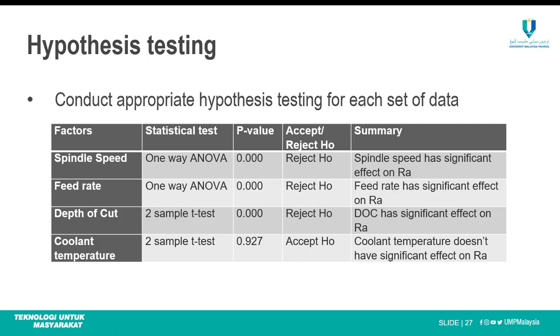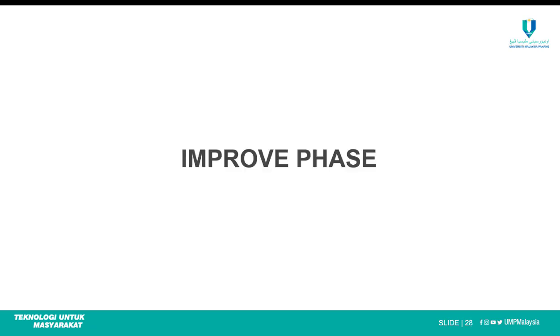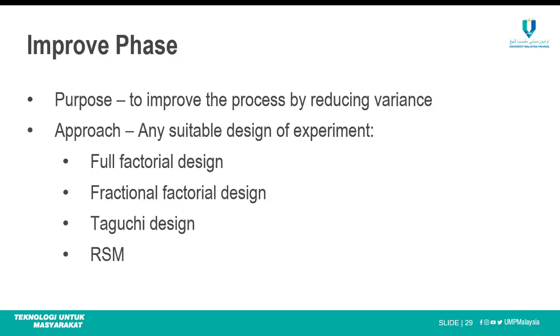Once we have the summary of whether to accept or reject the null hypothesis, we have concluded the analyze phase. So basically we have ended that phase. Next we move to the improve phase. The purpose of the improve phase is to improve the process by reducing the process variance.